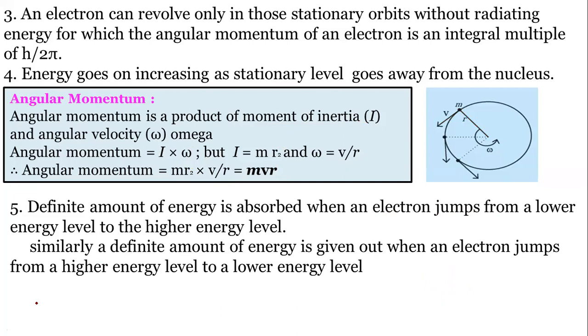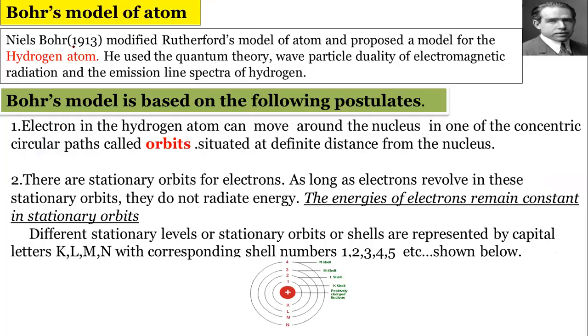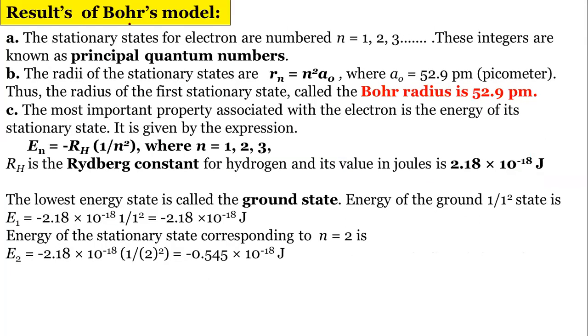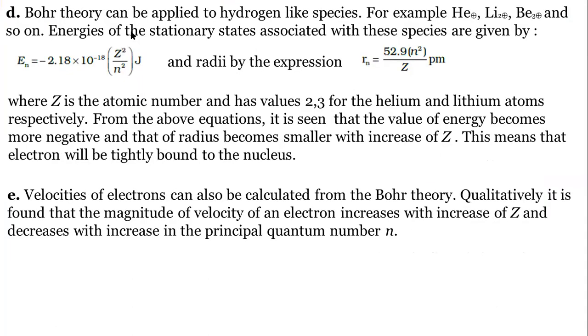And for the excitation, absorption of energy is required. And opposite to this absorption, if higher to lower, energy will be released. So these postulates are given by the scientist Niels Bohr in 1930. He studied these theories: quantum theory, wave particle duality, electromagnetic radiations, and after that study he gave these postulates. आता त्याचे रिझल्ट्स काय बघू आपण. तर ते रिझल्ट्स, व्हॉट आर द रिझल्ट्स ऑफ बोर्स मॉडेल.